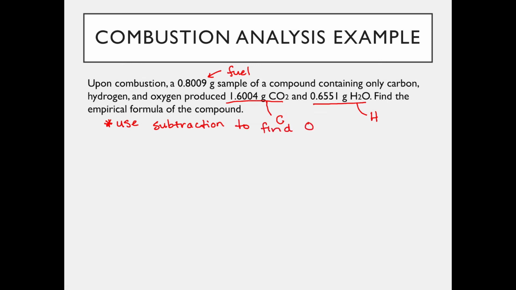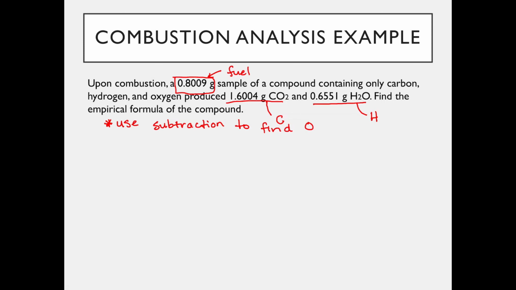The reason that we can't use these masses of carbon dioxide and water to figure out oxygen is because we are burning in an excess of oxygen. You can use as much oxygen as you want in this reaction. So that's not really helping us to figure out how much oxygen was in our fuel. So we'll use carbon dioxide to figure out carbon, we'll use water to figure out hydrogen, and then we'll subtract from the initial value of our sample to figure out how much oxygen was in there.